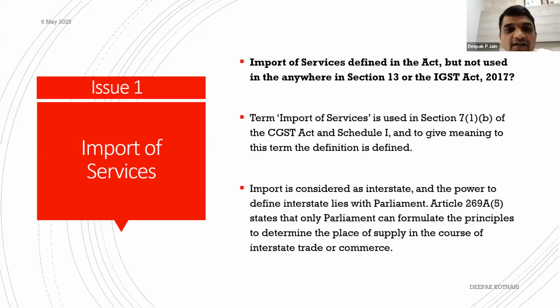So he said, why is the definition of import of services itself there in the law when they have not used it? Then I found that this could be the probable reason: import of services is not used anywhere in the place of supply provisions, but it is defined under section 7, which says that on import of services with consideration, tax is liable. So to give meaning to import of services, what is there in section 7 followed with schedule 1, they have defined under the IGST law.